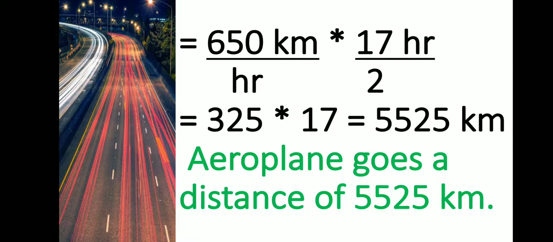Now, distance is equal to speed into time. Speed is 650 km per hour and time we calculated 17 by 2 hour. So, after calculation what happens? 325. This 2 cancels 650. 325 into 17. Hour gets cancelled. So, what is left? Only kilometer as unit is left. And 325 when multiplied by 17 comes to 5525 kilometer. So, the aeroplane goes a distance of 5525 kilometer.